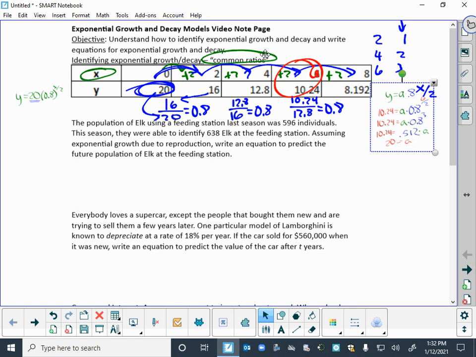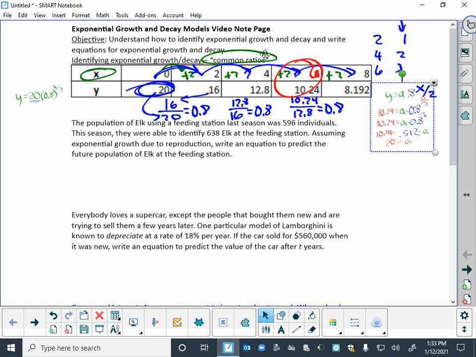And let's take a look at the next problem. The population of elk using a feeding station last season was 596 individual animals. This season they were able to identify 638 elk at the feeding station. Assuming that there's exponential growth because the elk are reproducing, write an equation to predict the future population of elk at the feeding station.